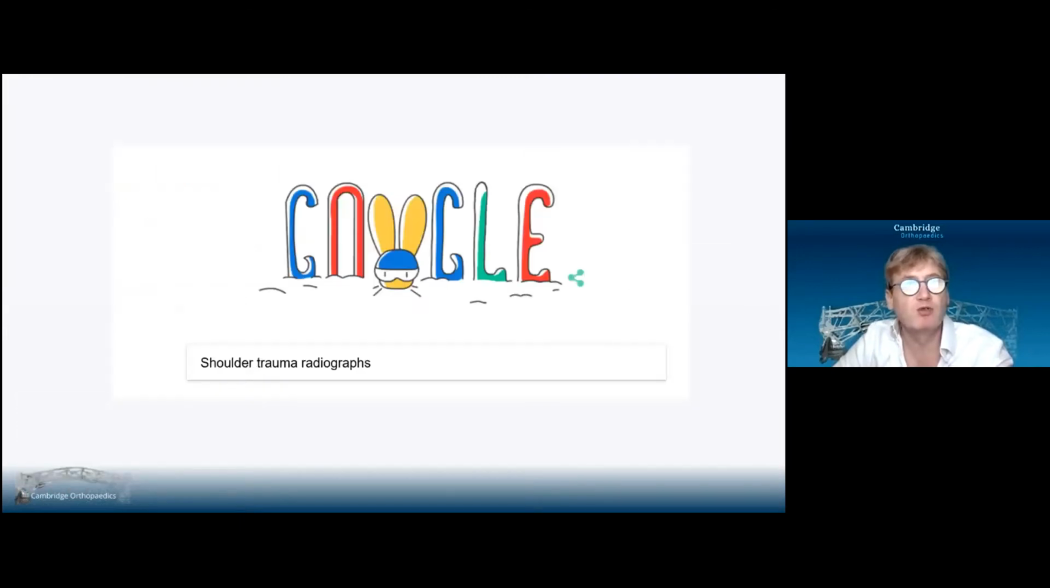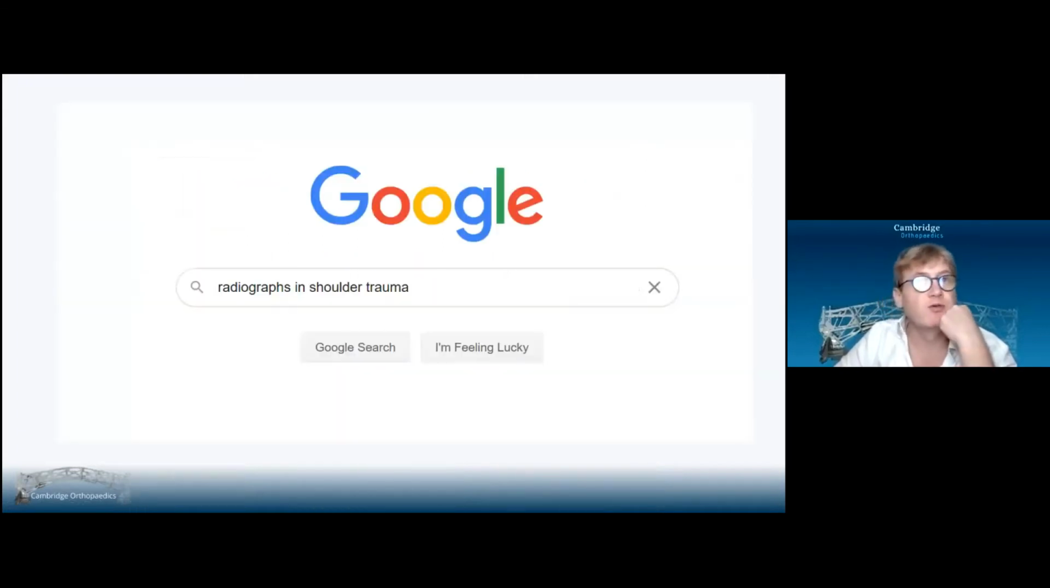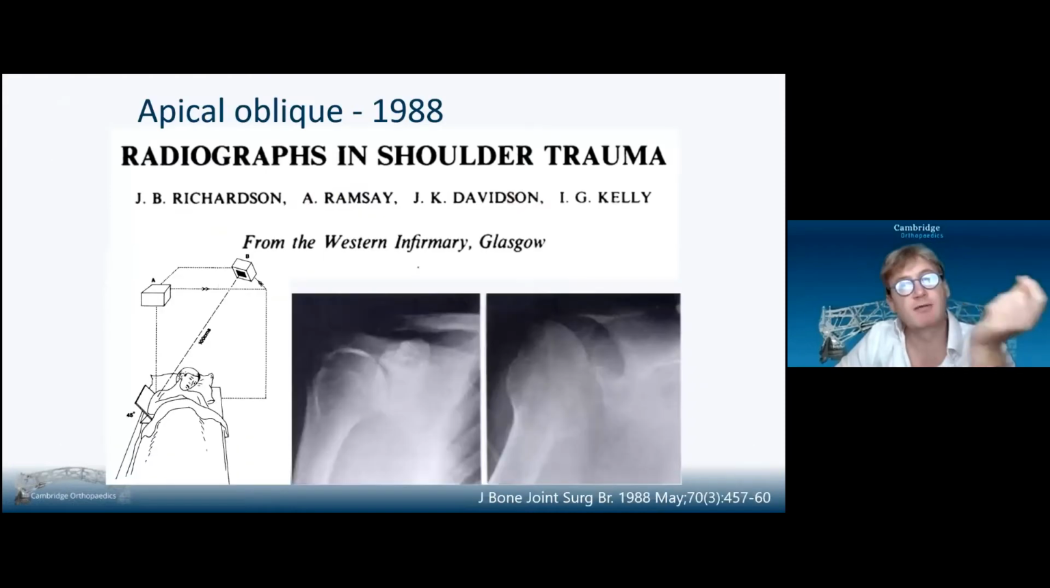If you put shoulder trauma and radiographs into Google, you'll find many variations of the axillary view, the Velpeau lateral. Here we see leaning to the side to be able to get a good lateral view. One of the problems with these, where the patient is sitting up, is it can cause pain and discomfort. And the radiographers are loath to sit the patient up and to cause pain and possibly harm. If you know what you're looking for, though, and you put radiographs in shoulder trauma, and just look a little bit further back, here from 1988, Ian Kelly, he wrote up these radiograph series and talked about the apical oblique. The nice thing about the apical oblique is that you can get that radiograph with the patient lying in the bed. You don't need to move them.